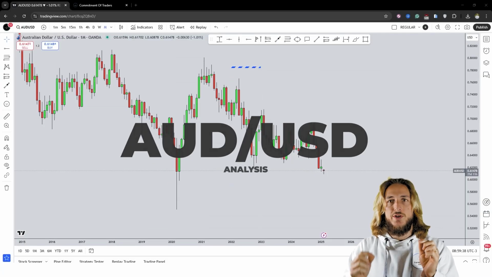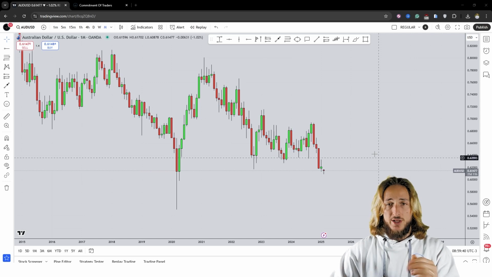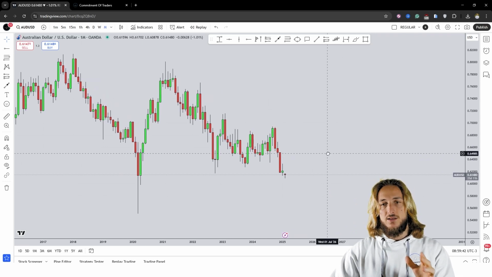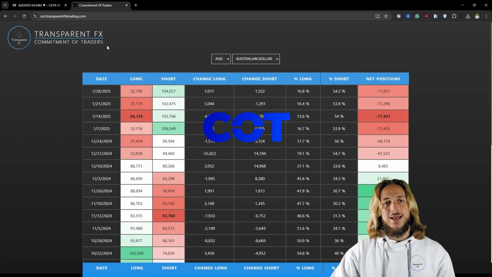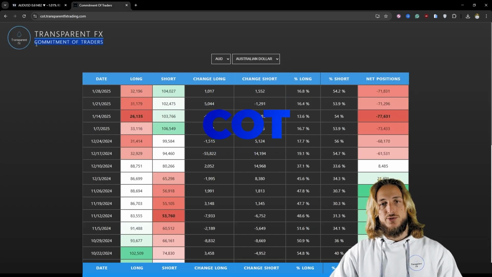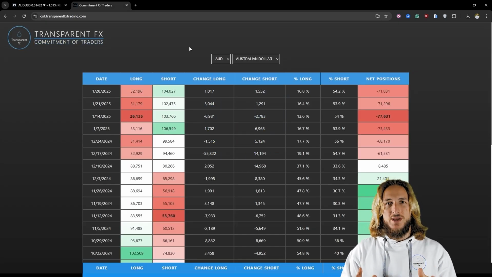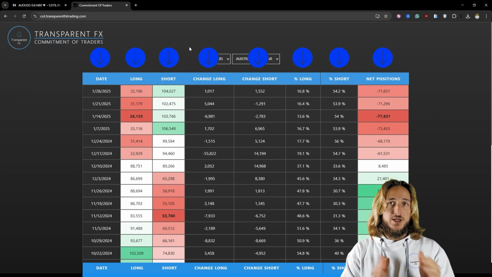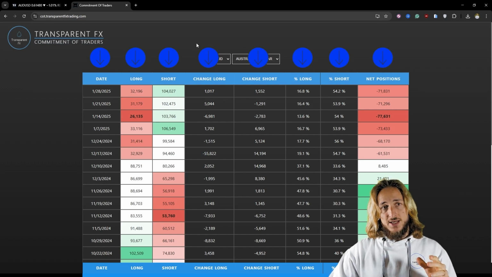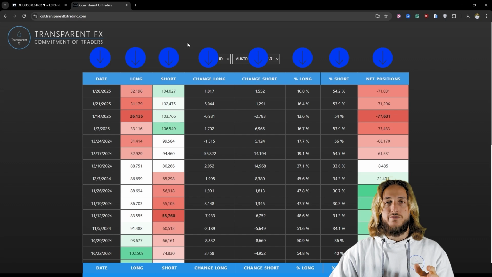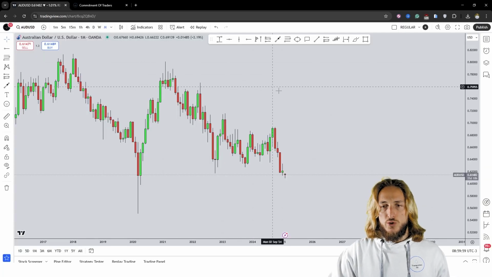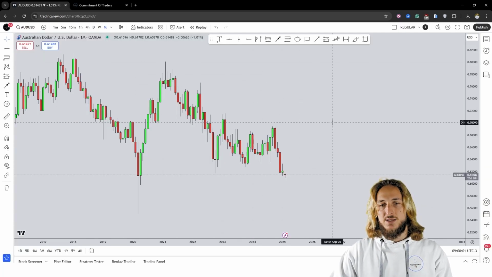Now, as usual, to keep the video as educational as possible, first I will be covering the technical aspect for this market, then we will be moving to the order flow by looking at the commitment of traders, so the COT data, which is essentially what the big players in the market are doing and how they're moving and shifting their orders. And by the end of the video, by using a combination of these two different types of analysis, we will try to understand where we have the highest probabilities for the next potential move here for this pair.